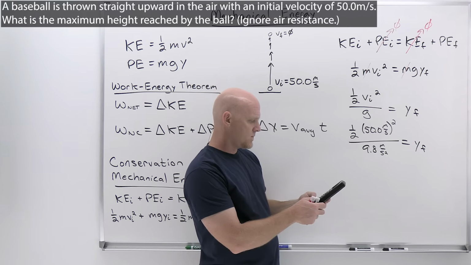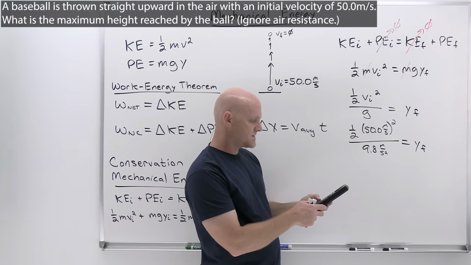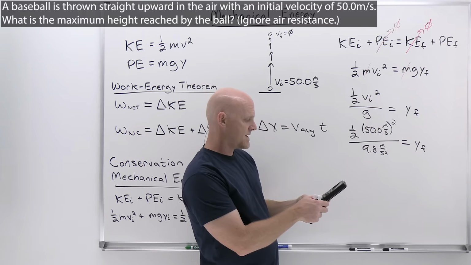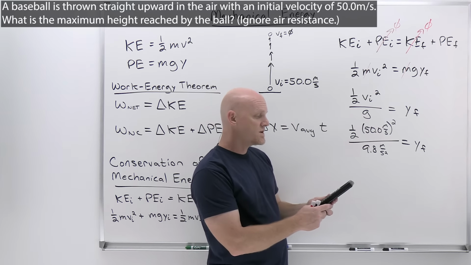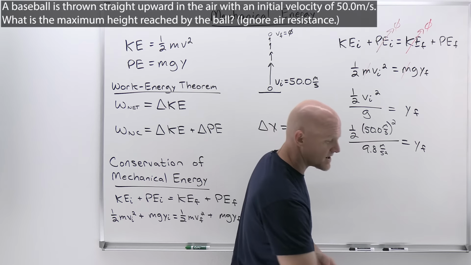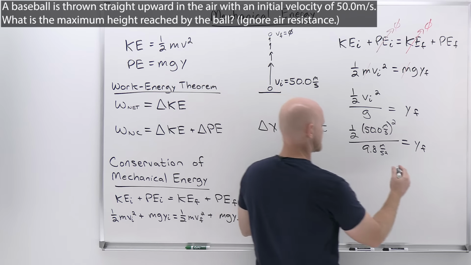So we're going to have 0.5 times 50 squared, don't forget to square it, divided by 9.8, and we're going to get 127.55, so we'll round that up to 128 meters for 3 sig figs.